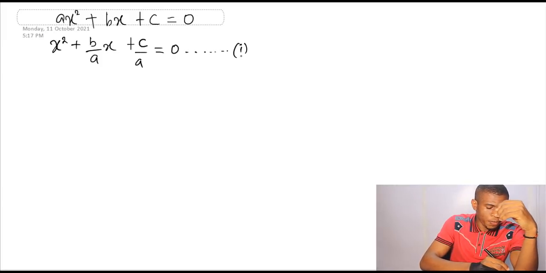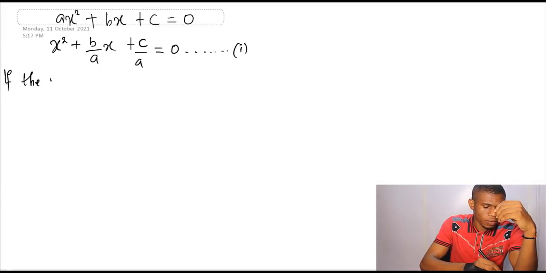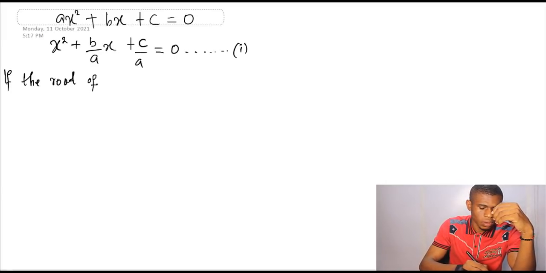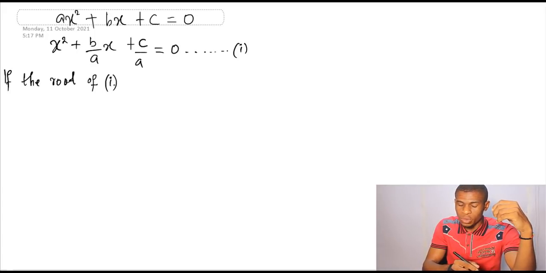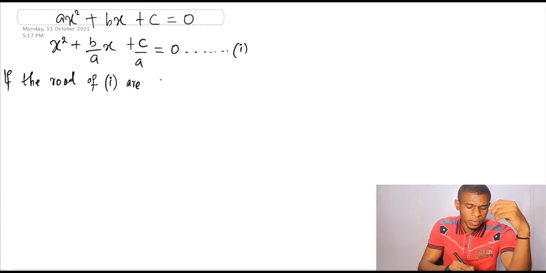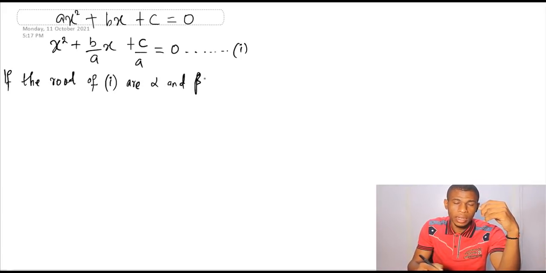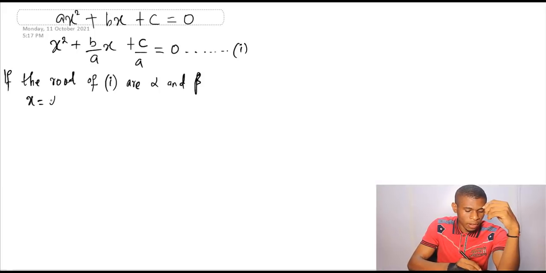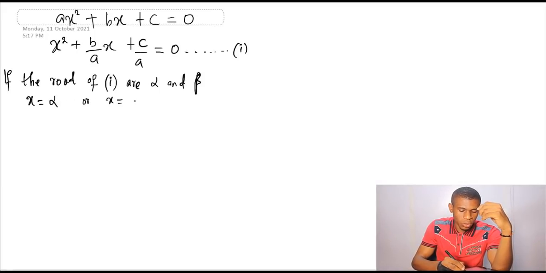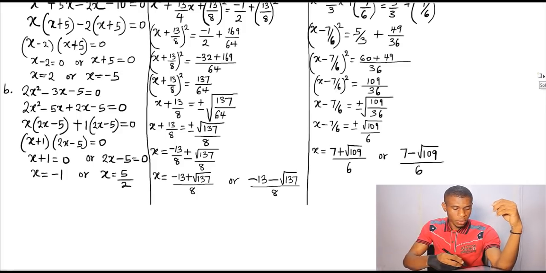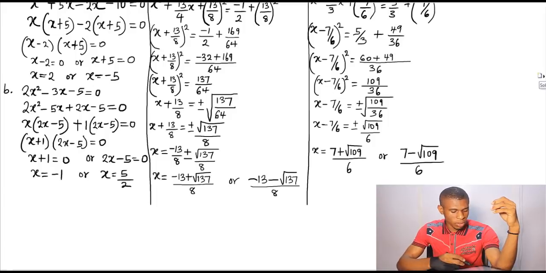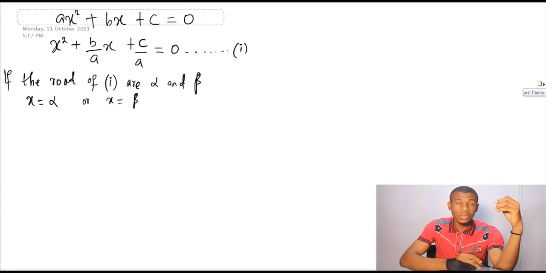Now, if the roots of equation 1 are alpha and beta, what does it mean? It means that x is equal to alpha or x is equal to beta. You can remember when we solve problems either by factorization or by completing the square method, we are going to get two values of x, which are the roots. Now, we assume the roots to be alpha and beta.